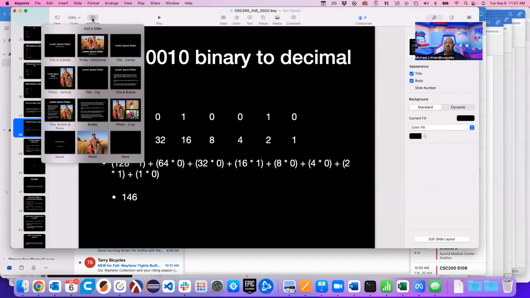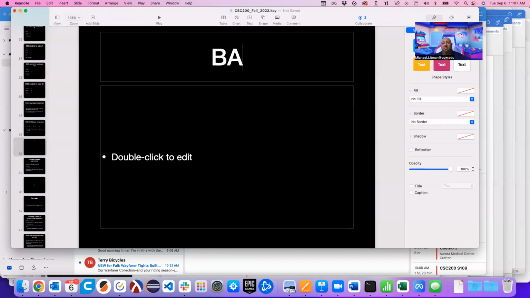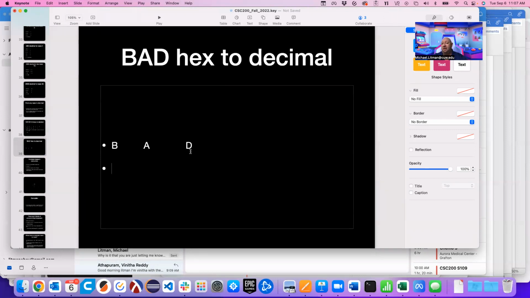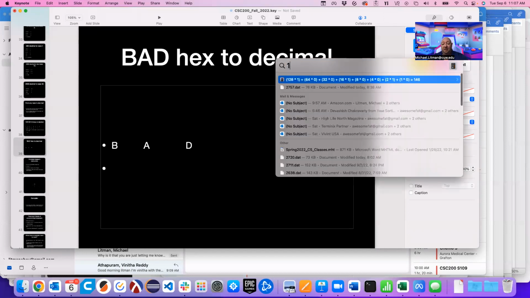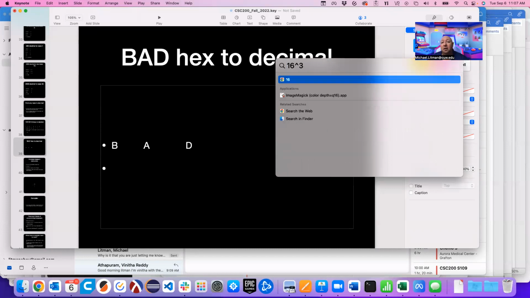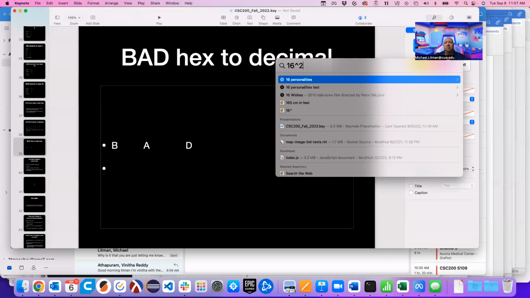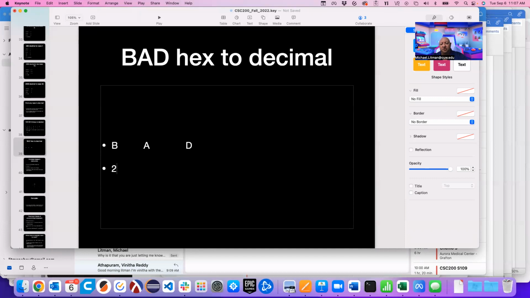Similarly, if I say BAD hex to decimal, I'll write out the BAD. Now the D is in the 1's place. The A is in the 16's place. Actually, this is the 1's, the 16's. This is the 256 place. So this is the 256 place. This is the 16's place. This is the 1's place.